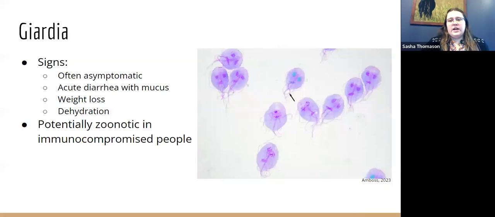So like I said, often you're not going to see any signs of Giardia infections in the animals, but if you do, you can have acute diarrhea that looks a little more mucousy, and can cause weight loss and dehydration because they can have such severe diarrhea that they get dehydrated. And since there are multiple different species of Giardia, the Giardia in animals is not normally zoonotic to people, but if you have immunocompromised people or are immunocompromised yourself, there is the potential for zoonosis there.